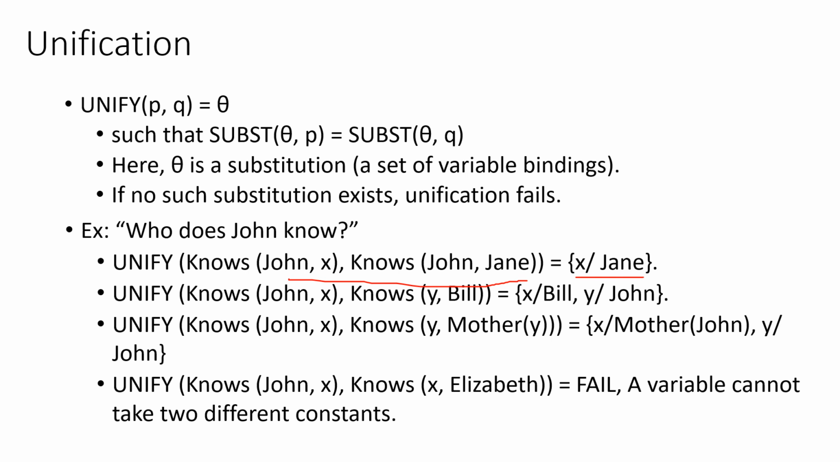So if x is substituted, x can be given as j, then we can say that this j knows John. So here the predicate and the first arguments are matching and the variable x can be replaced by j. And second case you can see unify Knows(John, x) and Knows(y, b).